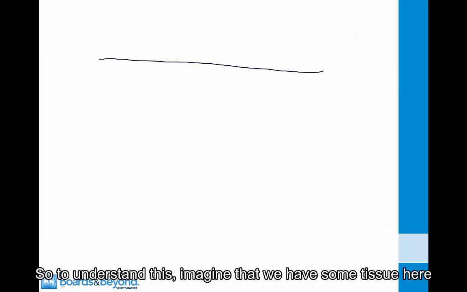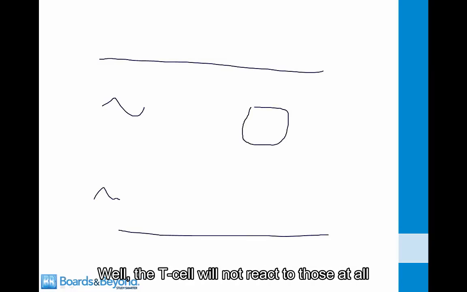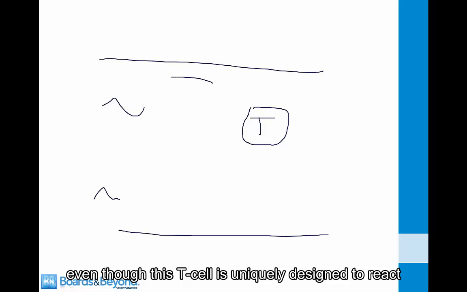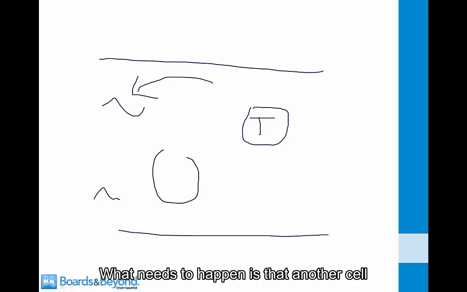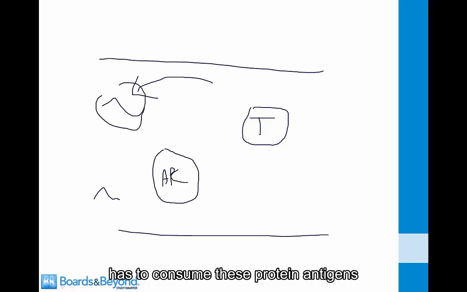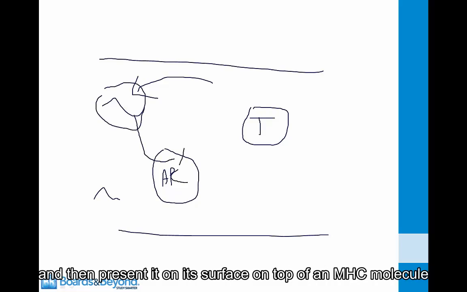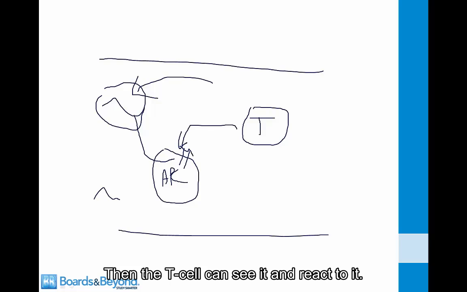So to understand this, imagine that we have some tissue here and there are little protein antigens floating around. Well, the T cell will not react to those at all, even though this T cell is uniquely designed to react to these protein antigens right here. What needs to happen is that another cell, called an antigen presenting cell, has to consume these protein antigens and then present it on its surface on top of an MHC molecule like this. Then the T cell can see it and react to it.